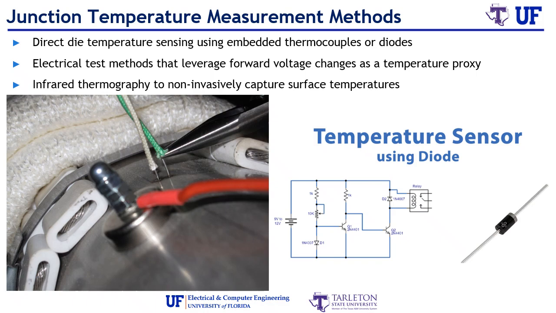Measuring junction temperature provides insight into how a device performs thermally at its core. Embedded thermocouples, or diodes, can directly measure die temperature, while electrical testing methods use voltage changes to infer it. Infrared thermography captures surface temperatures non-invasively, offering a full visual map of heat distribution. Together, these methods help engineers monitor both internal and external temperature behavior.